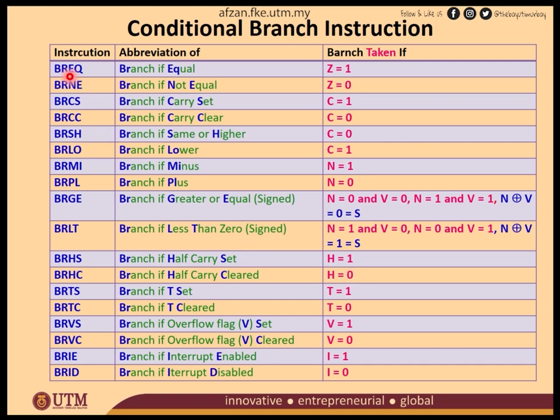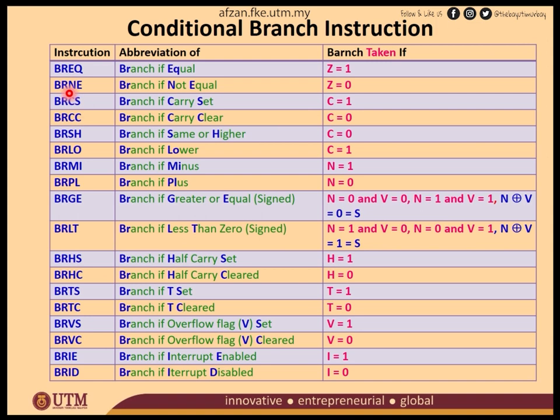There are several types of conditional branch instructions. Starting here with BREQ. BREQ stands for branch if equal. This branch is only taken if your Z flag equals 1. What does it mean that the Z flag equals 1? It means that you have two same numbers. For example, 5 minus 5, the result is 0. When the result is 0, the Z flag will be set to 1. You know that those two numbers are similar.